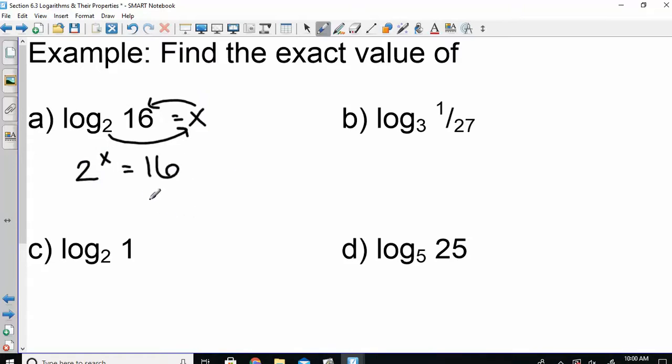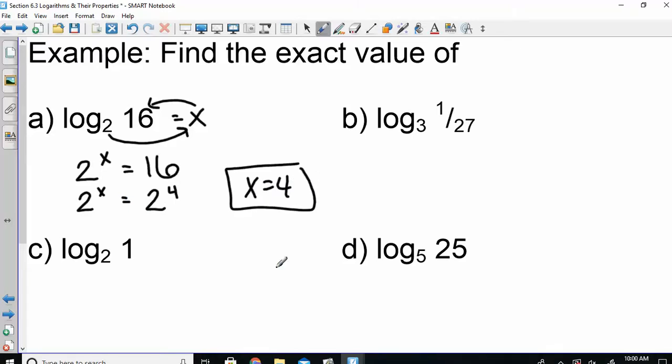Isn't this the type of question we just had on our test? So if you get a common base, 16 is 2 to the 4, so x equals 4. If you can look at that and write down the answer, that is fine with me. You don't necessarily have to show me that work. But if you can't just see that when you look at it, go ahead and write it out and solve it. So do you know what the answer would be on B?